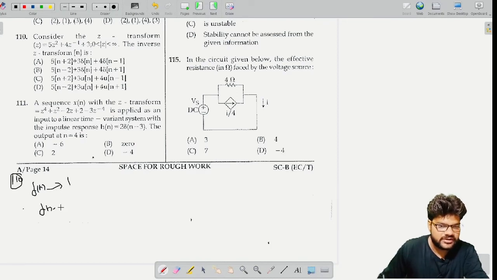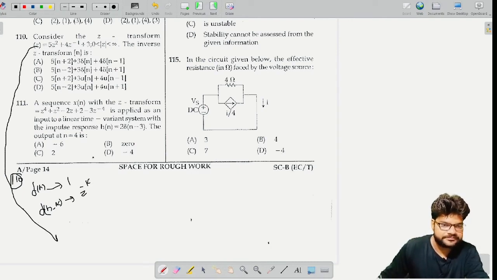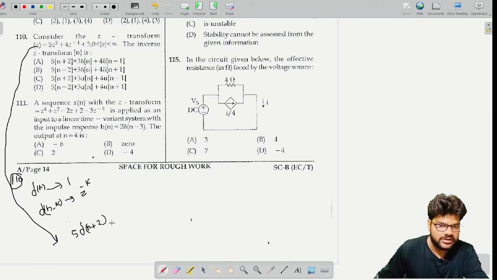So in time shifting, delta of n minus k has its Z transform as Z to the power minus k. Similarly, let us do it here. So 5Z square means 5 of delta of n plus 2, and 4Z inverse means 4 of delta of n minus 1, and 3 is going to be 3 delta of n. So the correct option is 5 delta of n plus 2.